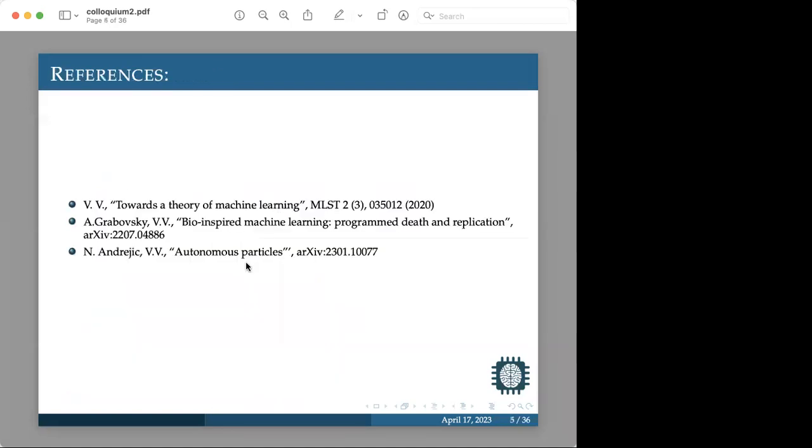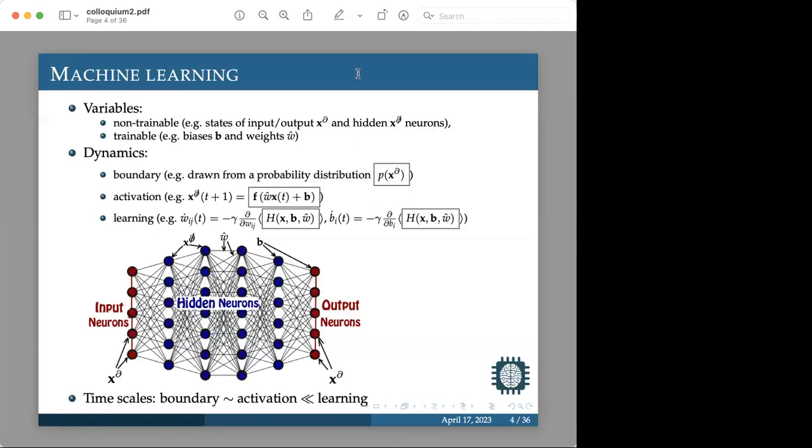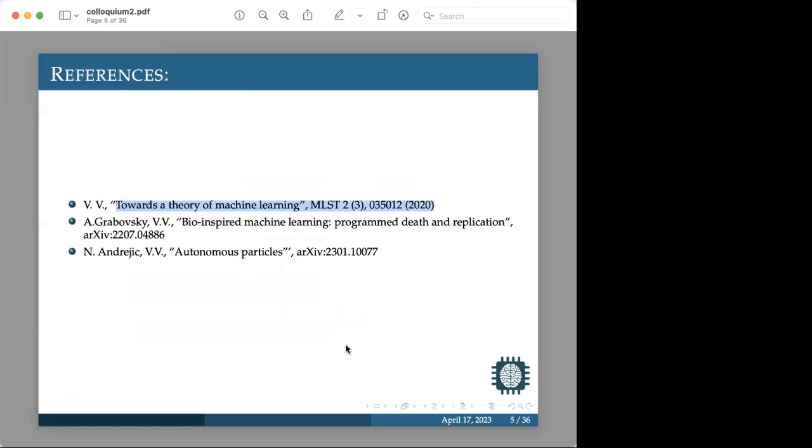Now let's move on to, and there are references. The first one is where this construction is described. Basically, I call it the universal construction because every type of neural network you can put into this formalism, into this framework. Okay, and there are some other articles. I'll use some of them in later stages of this talk.